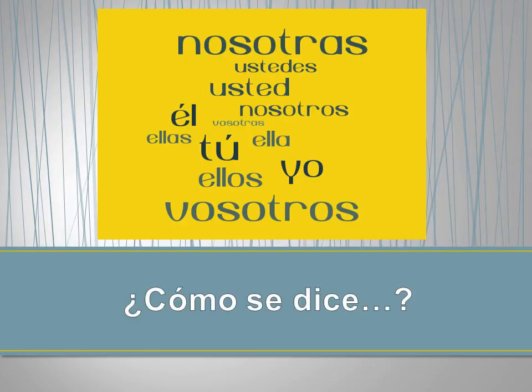So here's a quick little quiz for you. ¿Cómo se dice I? Yo is the right answer. ¿Cómo se dice we? Nosotros, if it's an all masculine or mixed gender group. Nosotras, if it's an all female group. ¿Cómo se dice they? I hope you said ellos, if it's an all male or mixed gender group, or ellas, if it's an all female group.